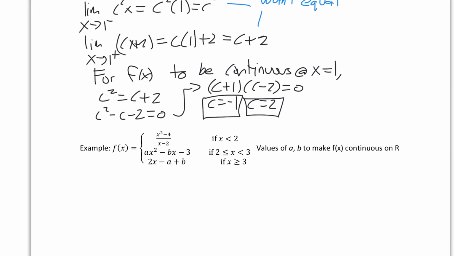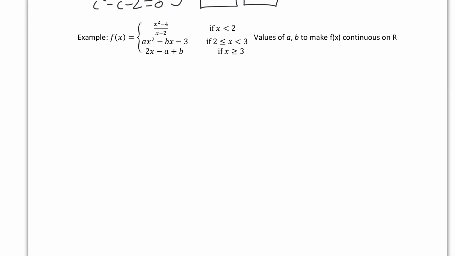Now we're going to do another example. This one has two letters, a and b. And if you notice, there are two points we're going to investigate, x equals 2 and x equals 3. I'm going to start with x equals 2.